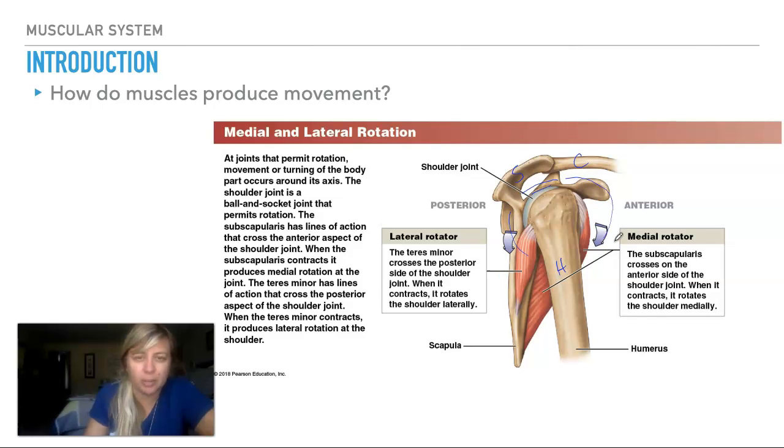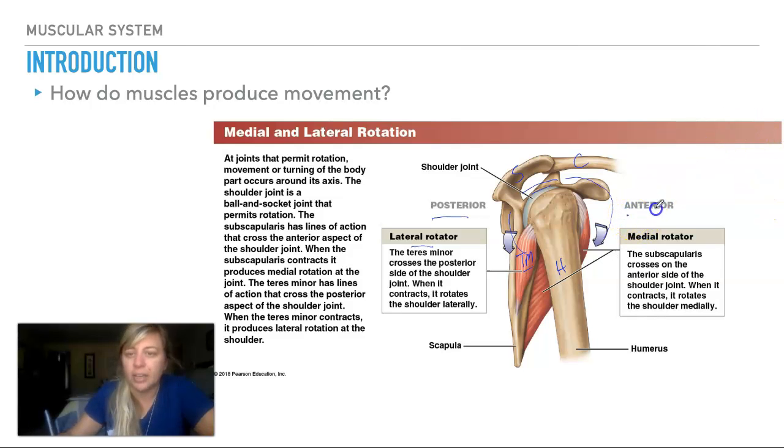So at joints that permit rotation, where they're able to rotate within that joint, if the muscle is on the posterior side of the joint, it's going to be a lateral rotator. So back here you have a muscle, for example, called the teres minor that you can see right here in the picture, that it is going to do lateral rotation.